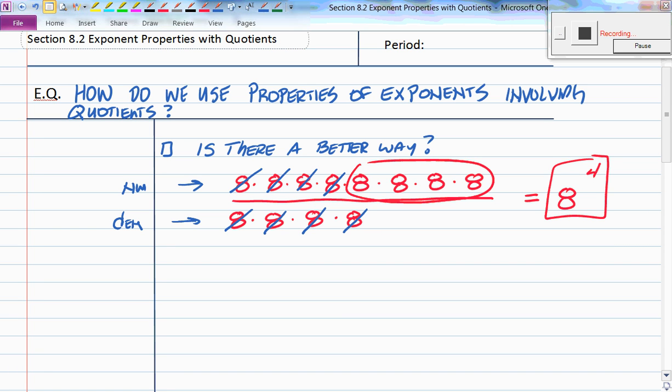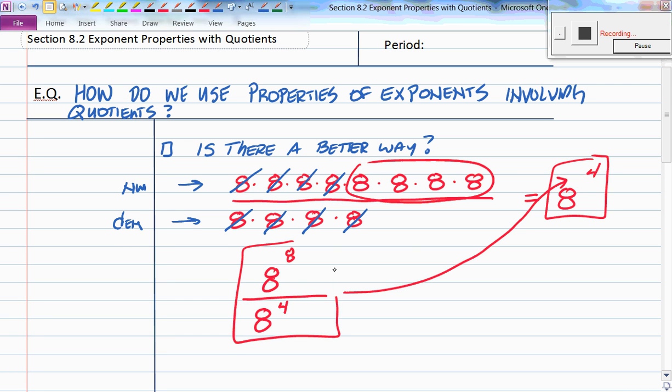Okay. Let's go back here. How many 8s total were in the numerator before? There were 8 total, right? If I count them up, 1, 2, 3, 4, 5, 6, 7, 8. Okay, good. And then on the denominator, how many 8s were there? Yeah, there are 8 to the 4th, so 4. Okay, good. So the question then becomes, how do I get an answer of 8 to the 4th out of this right here? Who sees it?